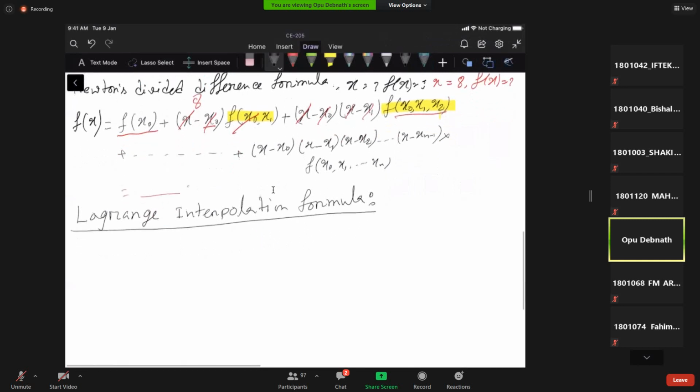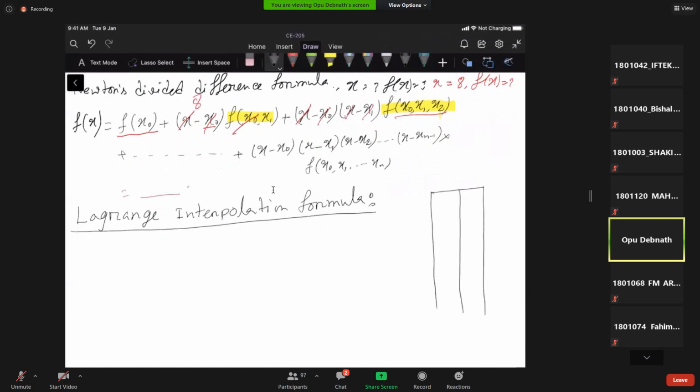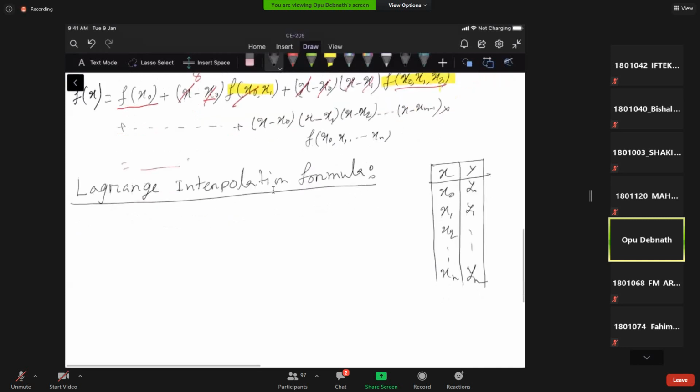For the Lagrange interpolation formula, let's start. Actually, no data table or difference table is required for this formula. You need simply the x and y values. The x and y data series is enough: x0, x1, x2 up to xn, y0, y1 up to yn. This is enough.